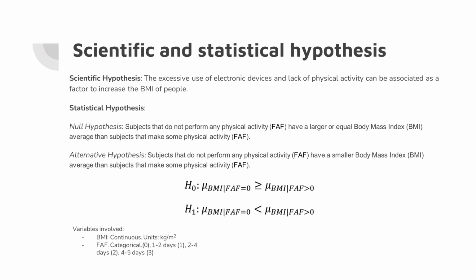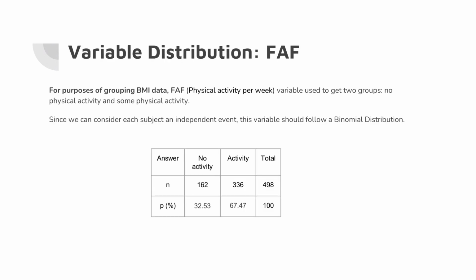The variables involved are the BMI, which is continuous, and the units are kilogram over meter squared, and the FAF, physical activity, which is categorical: 0, 1 or 2 days; 1, 2 to 4 days; 2, 4 to 5 days; 3. However, for purposes of grouping the BMI data, the physical activity per week variable, FAF, is now in two groups, no physical activity and some physical activity. Since we can consider each subject an independent event, this variable should follow a binomial distribution, as we see down below.